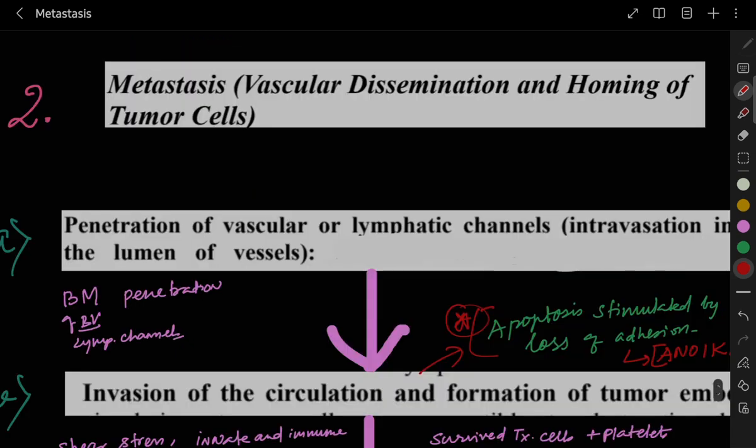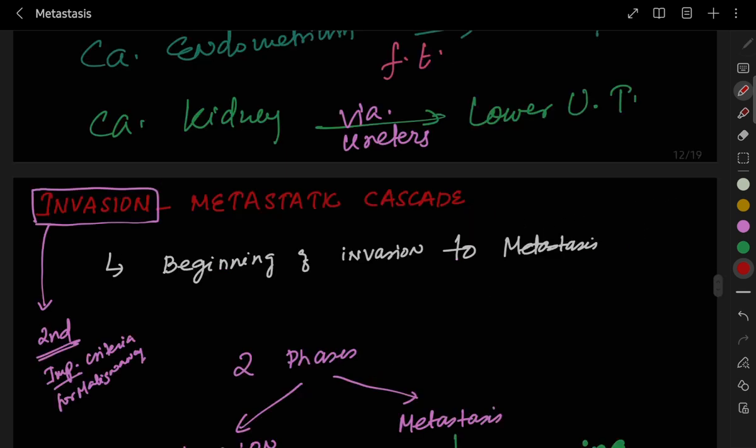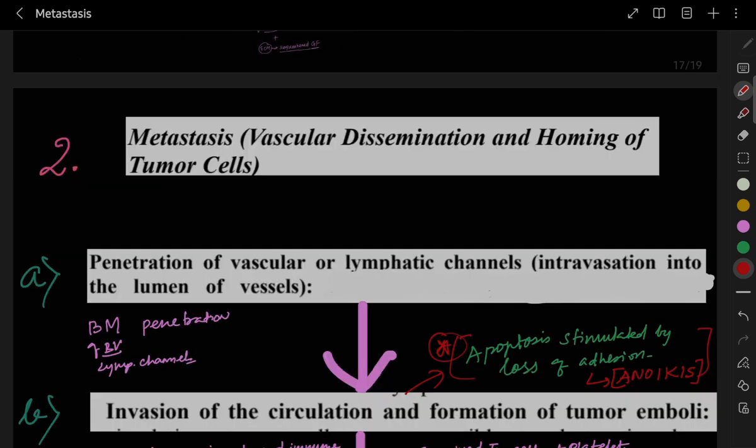Now the most important is the second part, which we saw here, that there are two phases happening: invasion of the extracellular matrix, and metastasis, which includes the vascular dissemination, homing of the tumor cells, and the colonization. So we'll jump into the remaining second part. This is the second phase, right? So it's a continuation of the invasion metastatic cascade, second phase. So metastasis has the vascular dissemination and homing of the tumor cells, and also we will add one more thing, that is colonization.